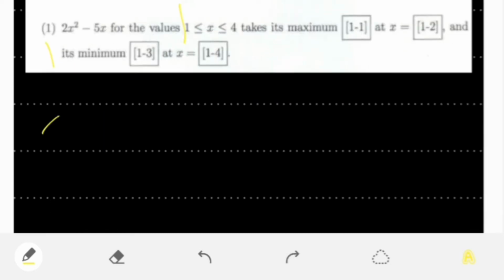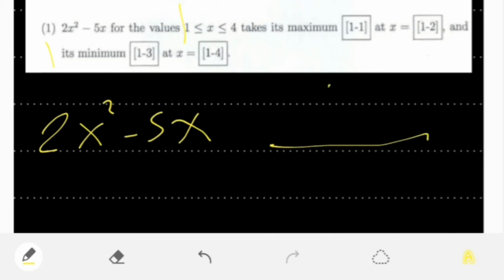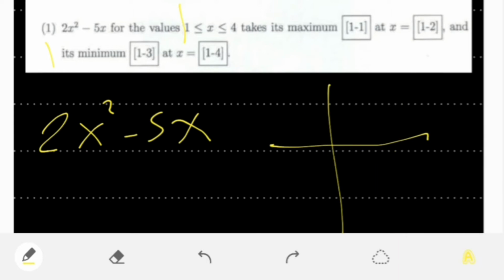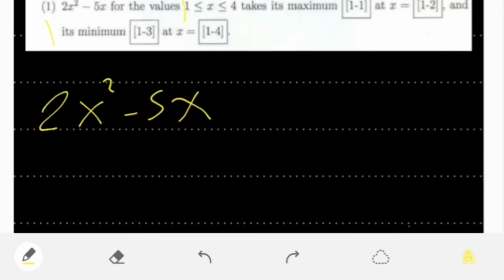Now 2x squared minus 5x, you might imagine that it's positive, so it is a happy parabola, right? So maybe it's like this, maybe it's like this, but the thing is that we don't take it everywhere. We are just concerned with the part from 1 to 4, okay? The rest is cut. We don't care about the rest, because x must be bigger or equal to 1 and smaller or equal to 4.